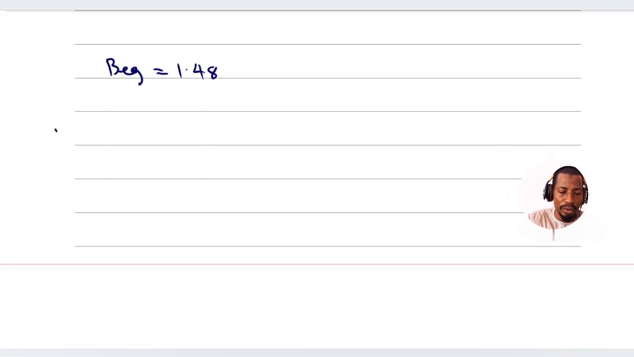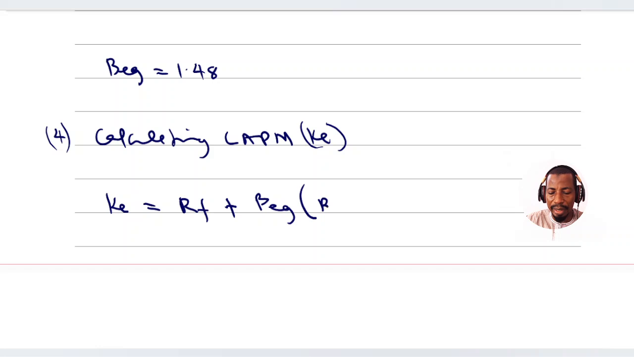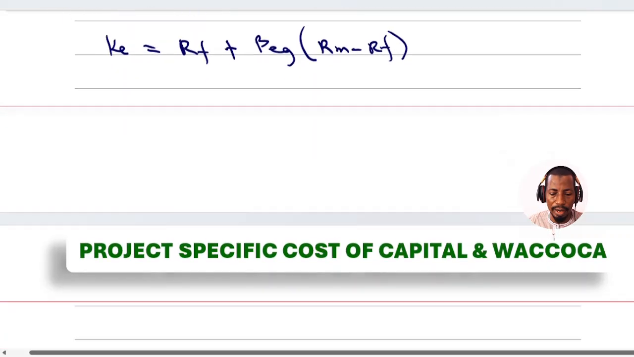Then step 4, I need to calculate the cost of equity using the capital asset pricing model, denoted as KE. So KE will be computed as the risk-free rate of return plus the beta of a gear multiplied by market return minus the risk-free rate of return.